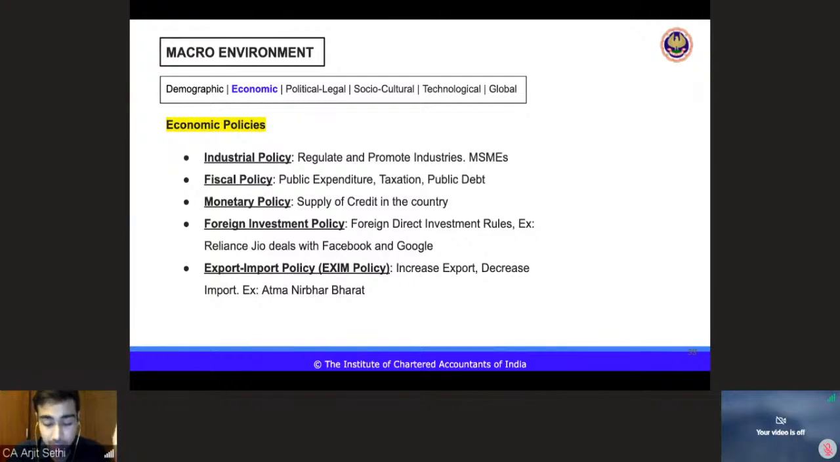MSME means micro, small, and medium enterprises. Is there a difference between fiscal and monetary? Absolutely, yes. Fiscal is about public expenditure, taxation, and debt, and your monetary policy is basically your supply of credit, supply of loans.